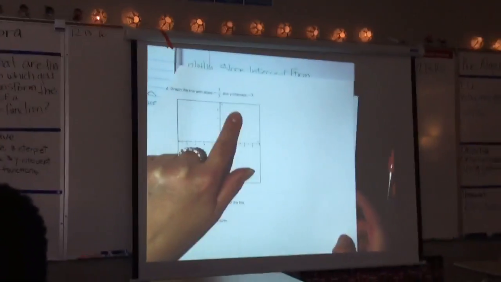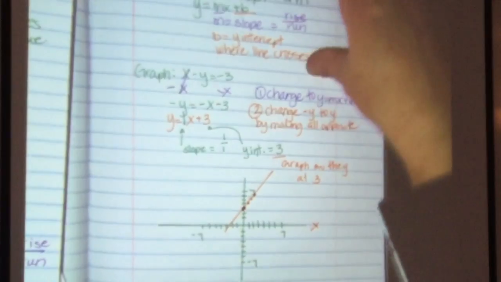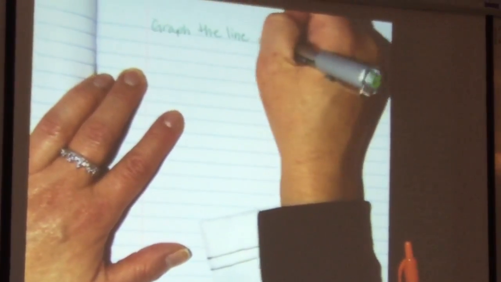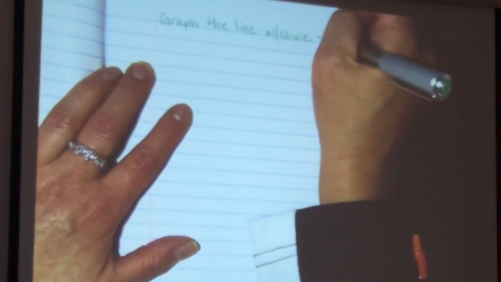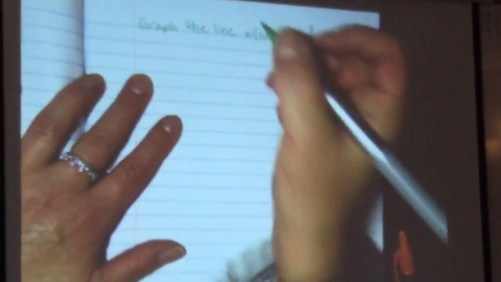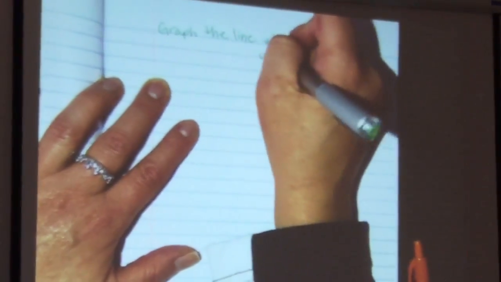That's the same deal. If they give you the slope and the y-intercept, you're just going to graph it the same way we did this. So then they're telling you to graph: the slope is -3/5, and the y-intercept is -3.